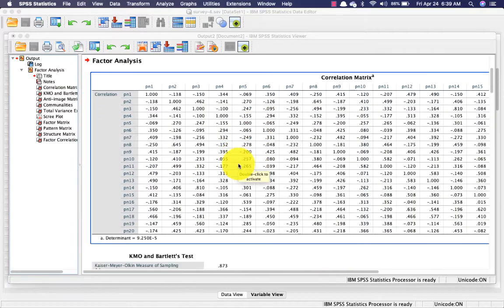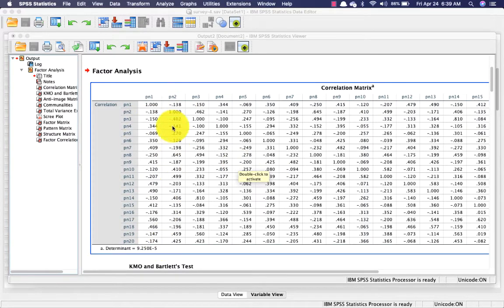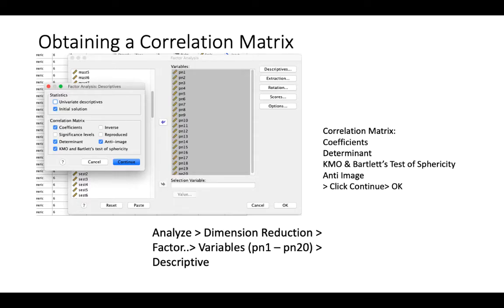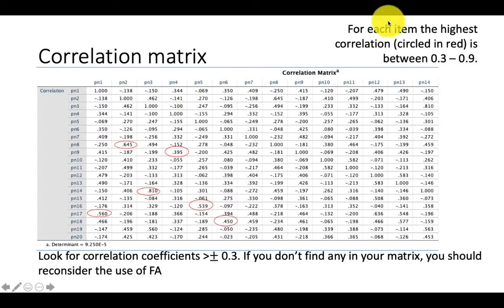Continue. Okay, there you go. So, my correlation matrix. For the correlation matrix, you need to see whether you have more than 0.3, right? It should be 0.3 to 0.9. So we have 0.56 here, 0.645 here, 0.810 here, 0.395 here. Everything should be more than 0.3. If you don't find correlation coefficients of more than 0.3, then you should reconsider doing factor analysis. That means your data is not good for factor analysis.